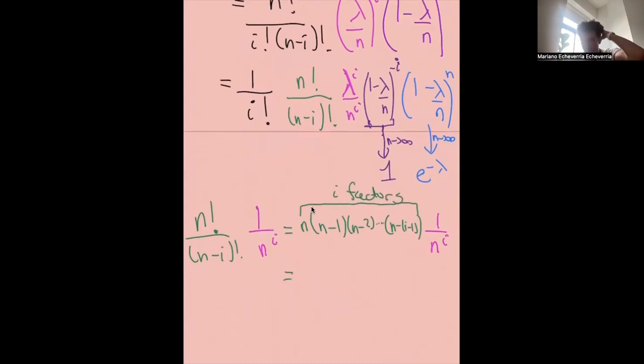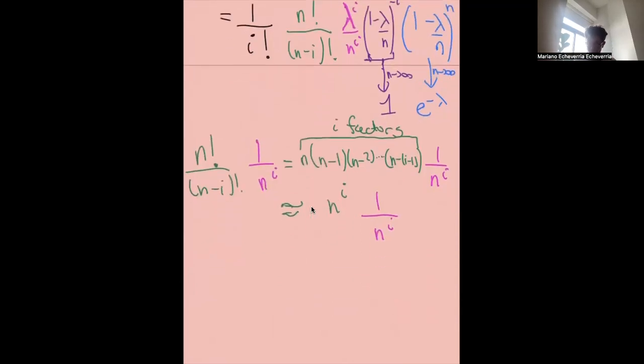And this is nice because if n is going to infinity, then imagine that n is like 10 trillion. Subtracting i minus 1 from 10 trillion is nothing. Like n is going to infinity. So you just get n to the i, roughly, in the limit, times 1 over n to the i. So these two cancel one another, and you just get 1.